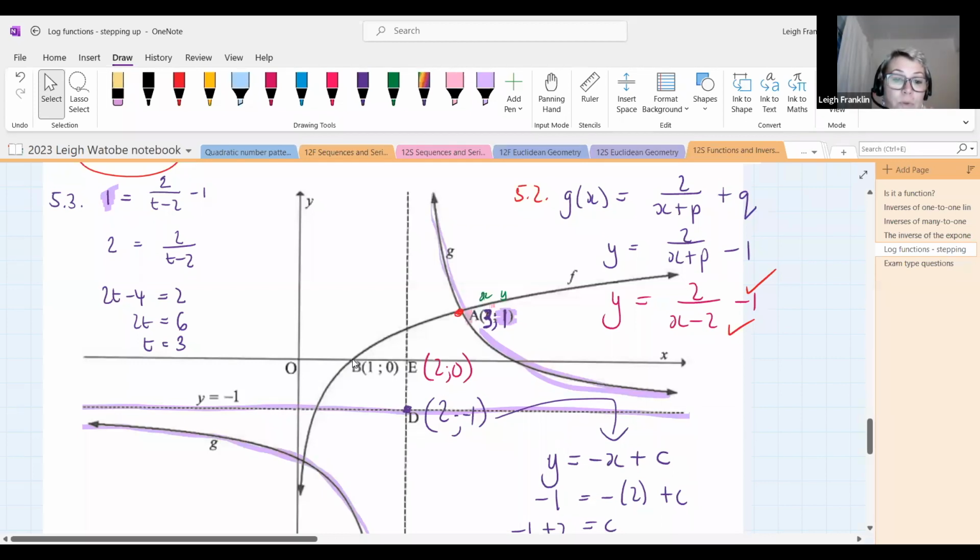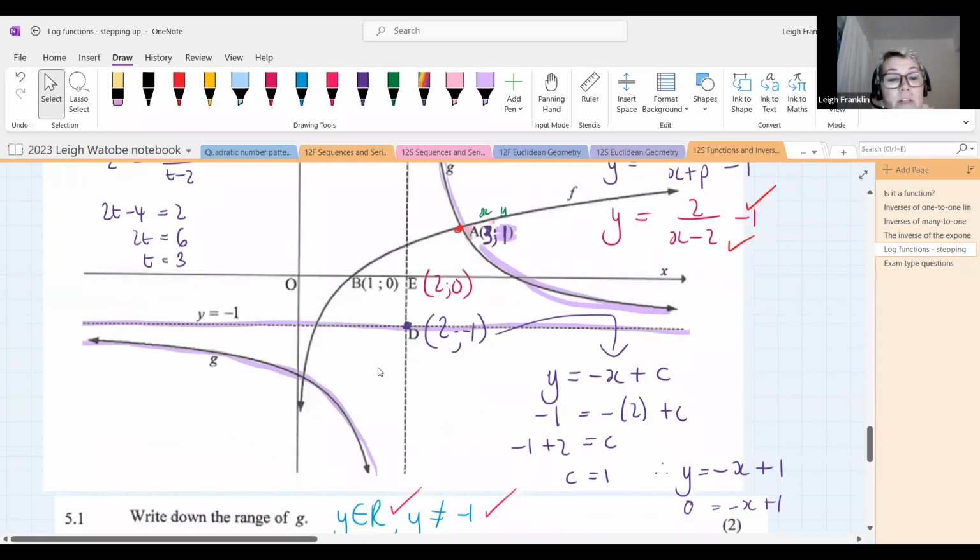So that more than likely is going to, well, not more than likely, that has to be one point of intersection. Maybe there wouldn't be any others because it's a straight line. But that would definitely have to be it as well.